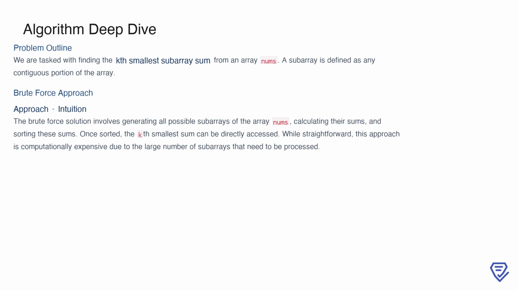The brute force approach to solve this problem involves generating all possible subarrays of nums, calculating the sum of elements in each subarray, and then sorting these sums. Once we have the sorted list of sums, we can directly access the kth smallest sum. While this method is intuitive and straightforward, it is computationally expensive because the number of subarrays grows rapidly as the size of the array increases. This makes it impractical for larger input sizes, and hence we need to explore more efficient solutions later on.